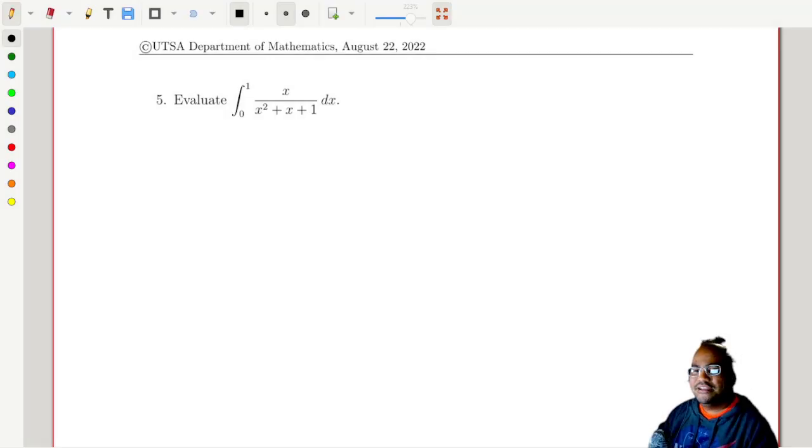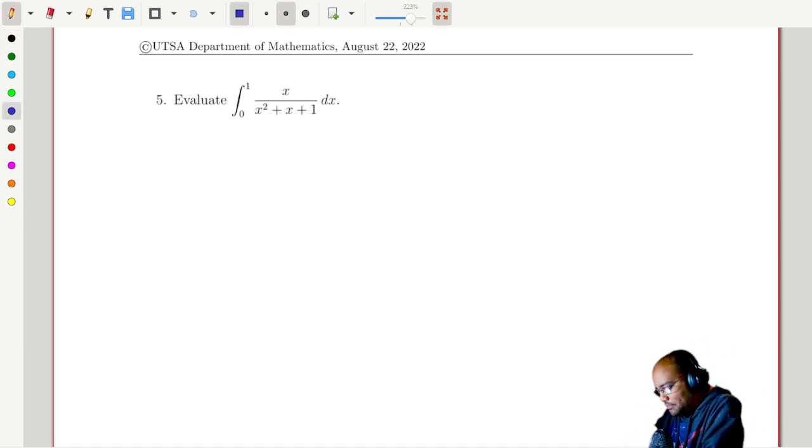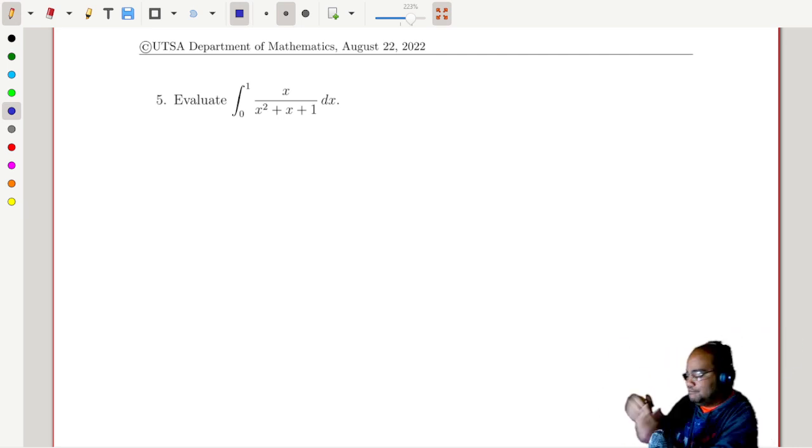So let's start here. I got this integral from 0 to 1, x over x squared plus x plus 1. You know, I'm doing this in my head and I don't think I can factor the denominator in terms of real numbers, okay? So I'll show you that we can't do that, okay? So let's take a little side excursion here and look at the quadratic formula here. Well, let's find the zeros of the denominator.